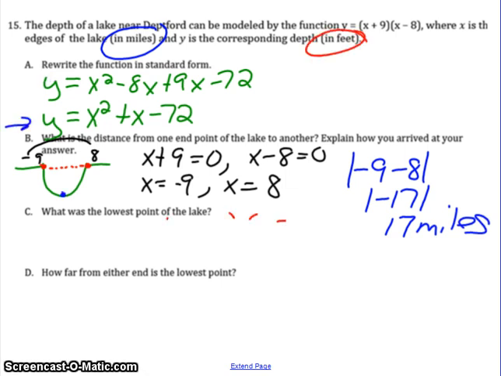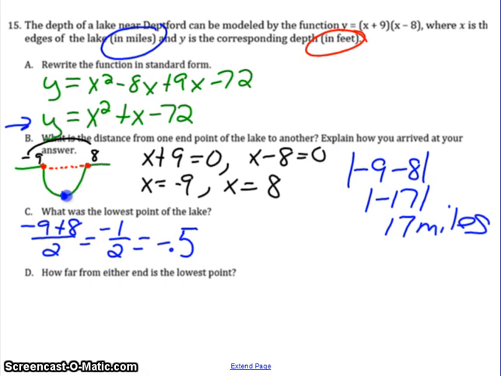What was the lowest place on the lake? Okay, that's the vertex. Vertex is right here. All right. So we're going to first find the x-coordinate of the vertex, and the vertex has got to be halfway between negative 9 and positive 8. So negative 9 plus 8 divided by 2, that is negative 1/2. Negative 0.5. Let's use decimals. Let's use our calculator and not go crazy with this. Negative 0.5. That's the x-coordinate, all right?